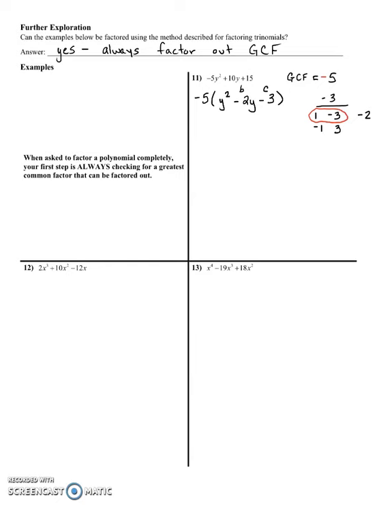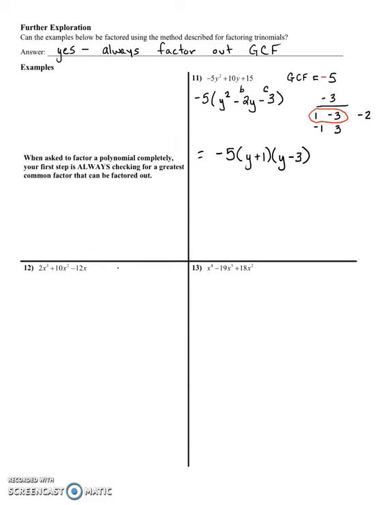So when we go to write the factors down, we do it just like we did before. That's a y plus 1 times a y minus 3. But we can't forget about that negative 5. That's the GCF we factored out to start with. And that's the way we do these. So let's try number 12.